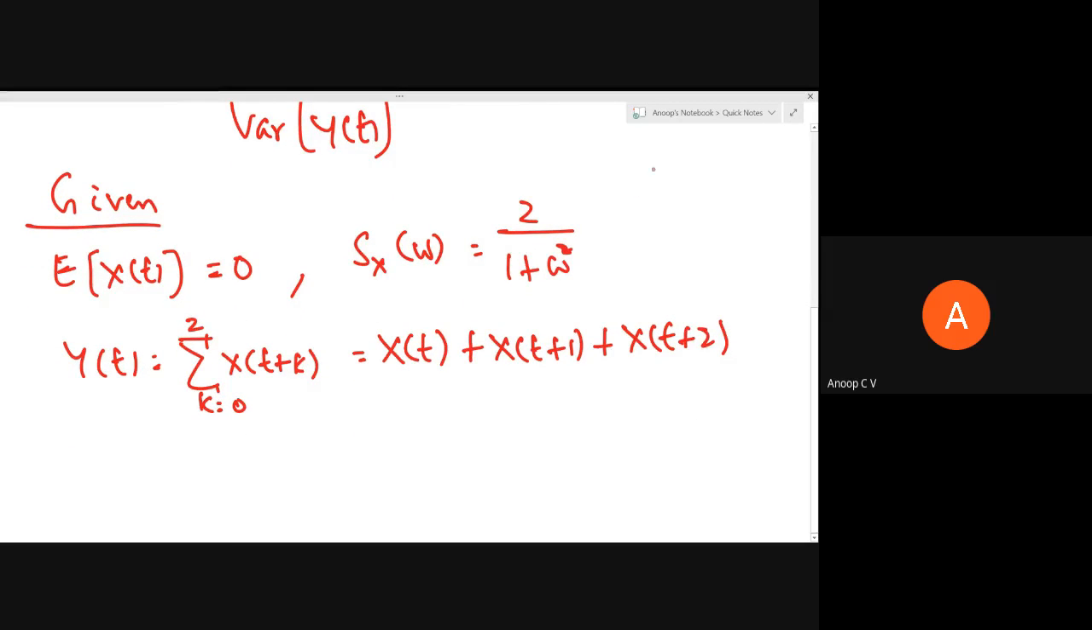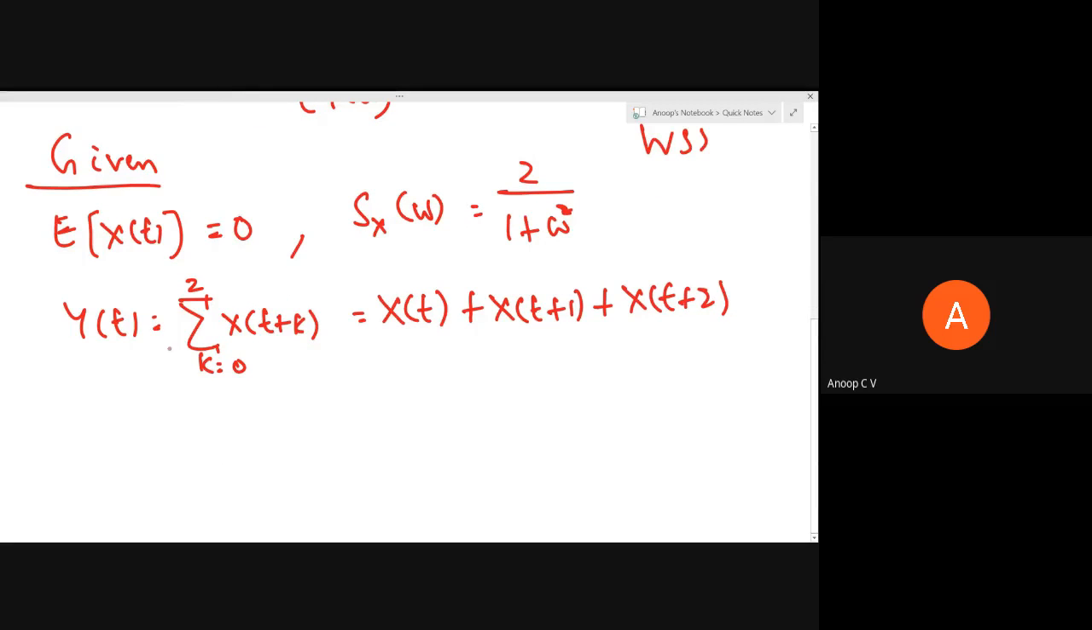But as the question says it's a WSS process, the mean of these things will be constant. That's something which you have to keep in mind. So y of t is x of t plus x of t plus 1 plus x of t plus 2, right? Now what we have to find? The variance of y of t.